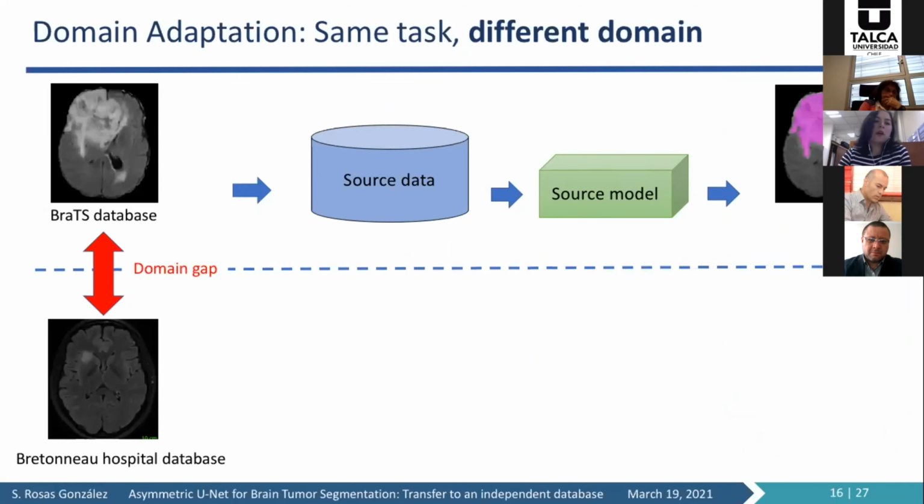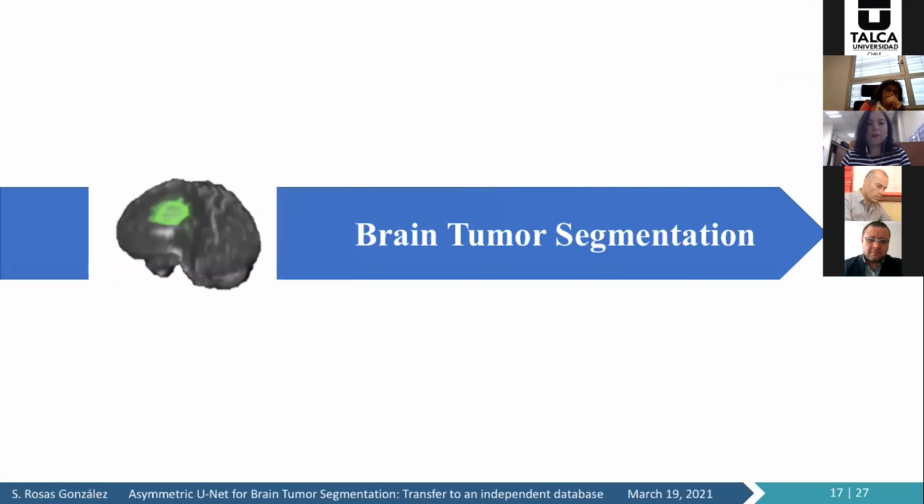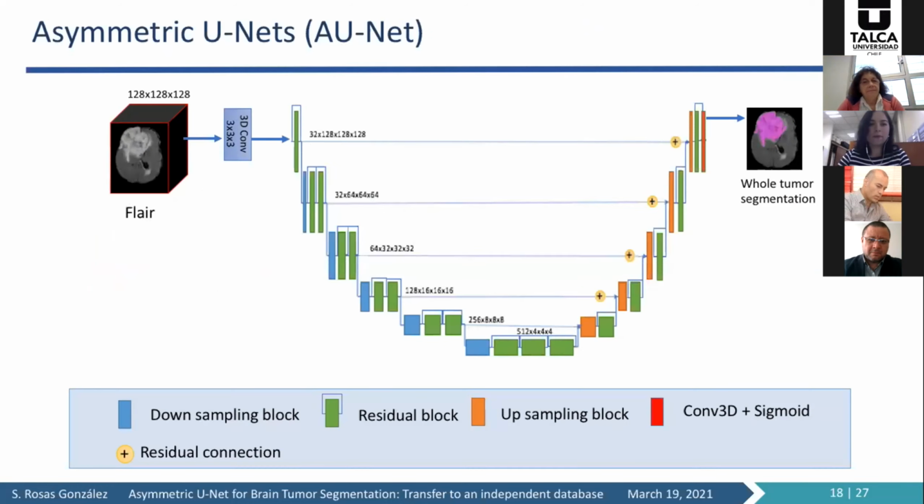In this work, we evaluated our model trained on the BraTS database on a different domain database from the Bretonneau Hospital database, and we reduced this domain gap by implementing preprocessing steps. In the next section, I'm going to present the methods and results for the brain tumor segmentation problem.